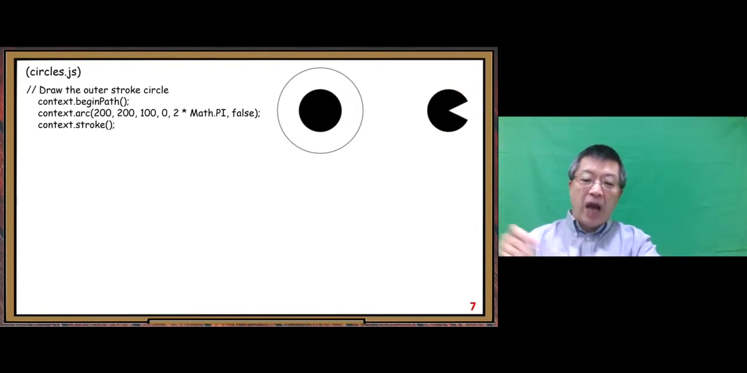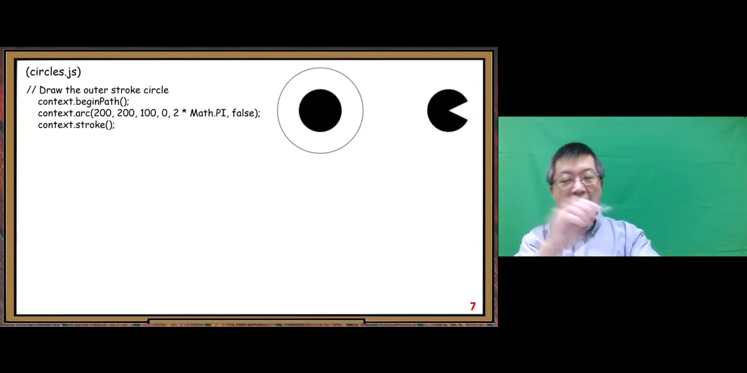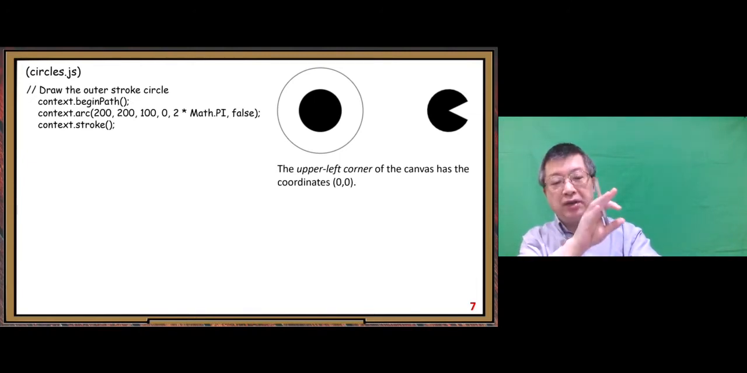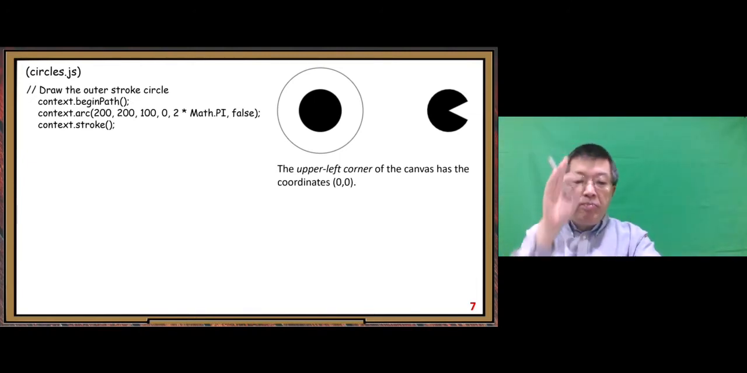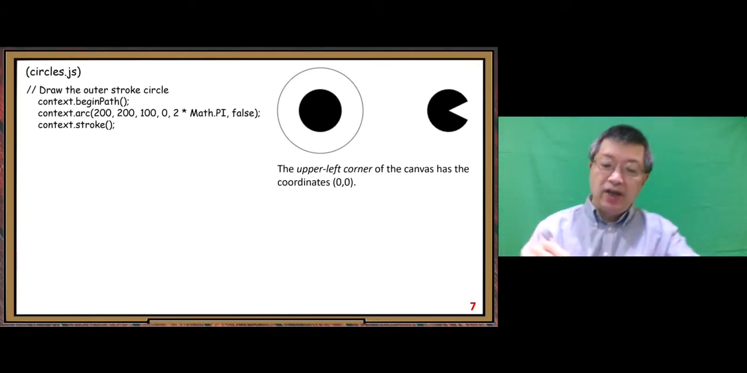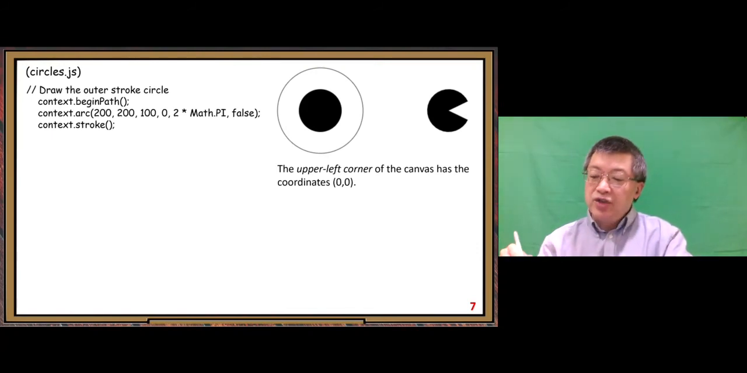Okay, draw the outer stroke circle. Okay, 3 lines. Let's try to understand these 3 lines, one by one. First, using the context object, we call the beginPath method. Before we look at that, first let's understand the coordinate system.